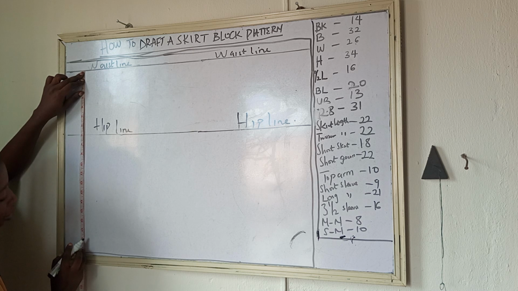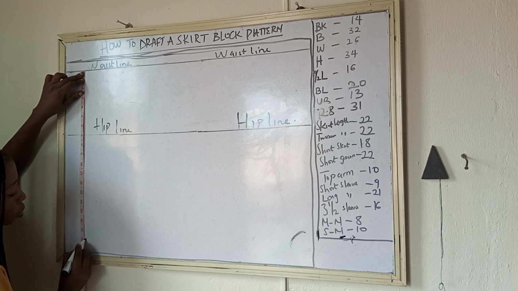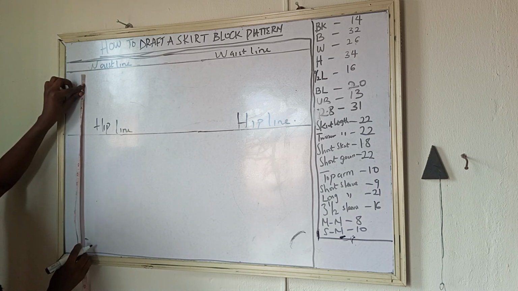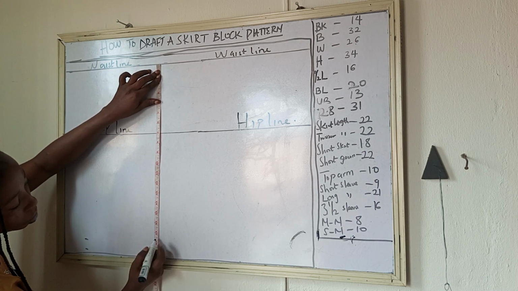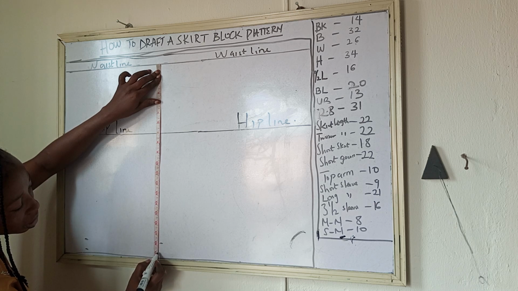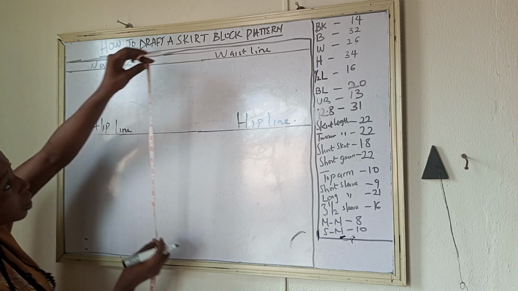So I'm going to be marking 18 inches like so. And I'll be adding an extra 1 inch for sewing allowance. That is very, very important. So I'll mark that all the way down: 18 inches for my skirt length and my sewing allowance.